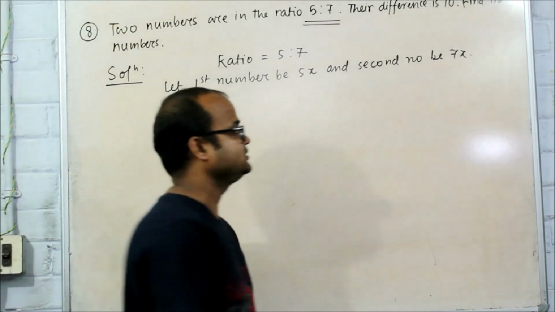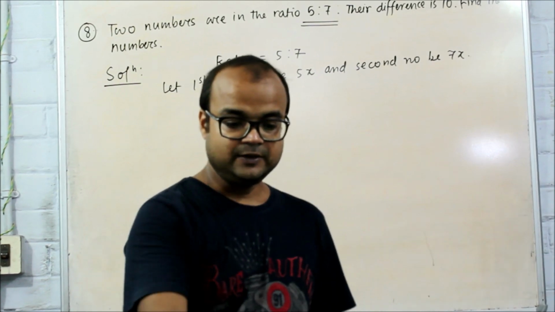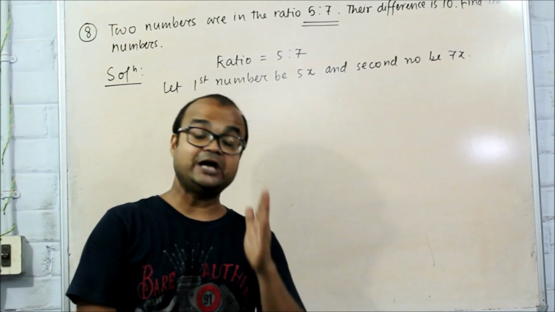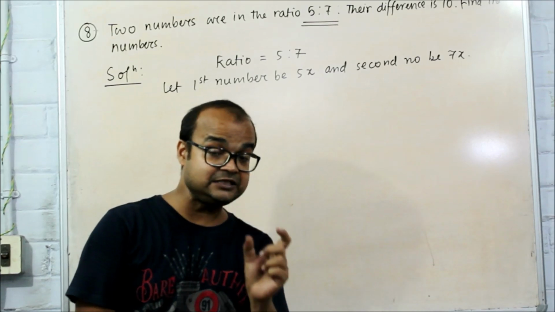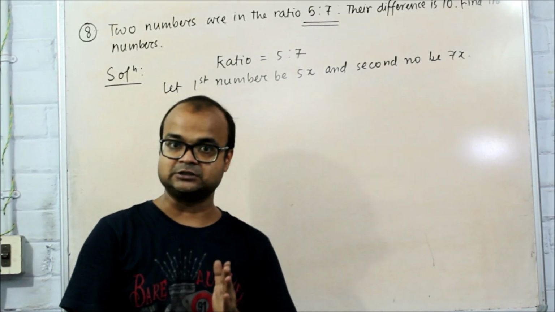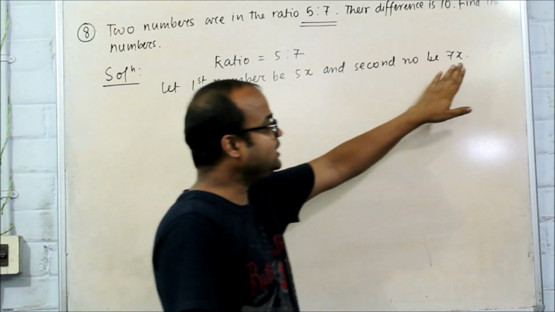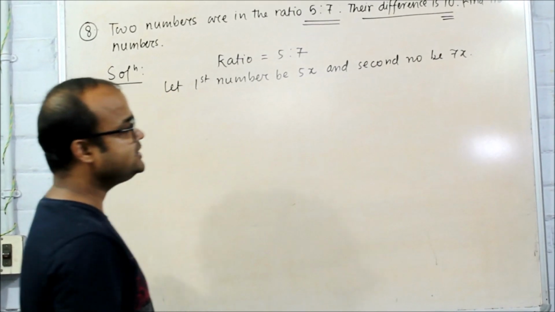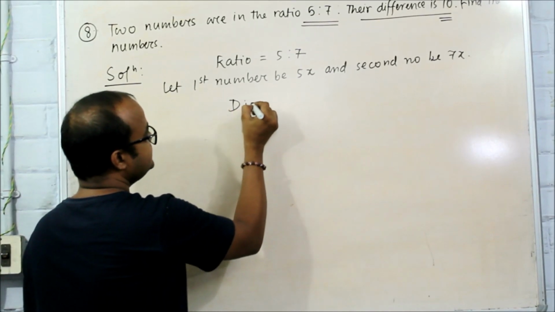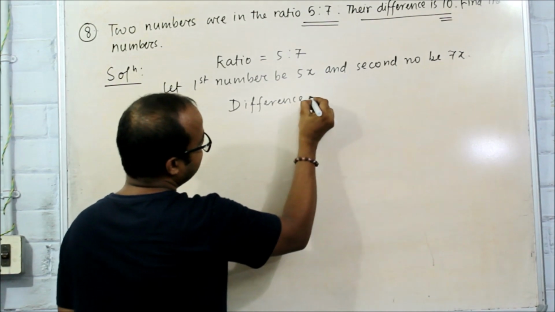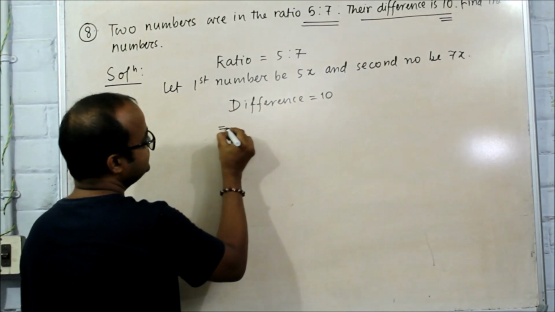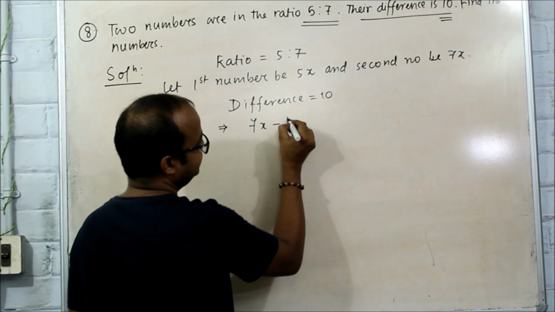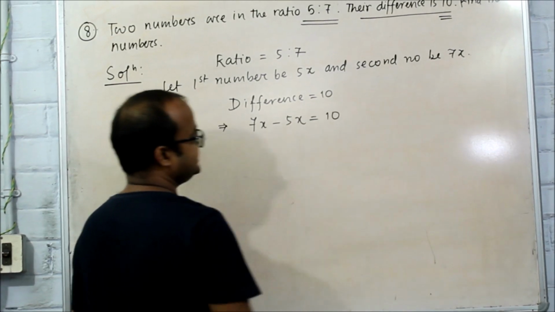What is x here? x is the common factor. I told you that whenever we are finding the ratio, we write it in the simplest form, that is, after cancelling the common term. So here x is the common term. Now the next point is, their difference is 10. That means the difference of 5x and 7x. So 7x is the bigger number, so we write first 7x minus 5x is given as 10.